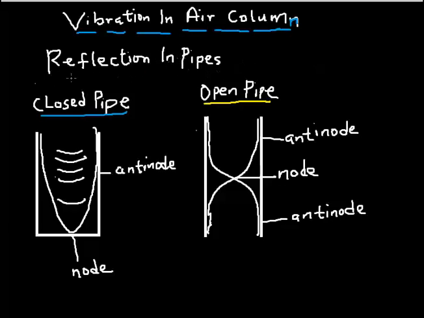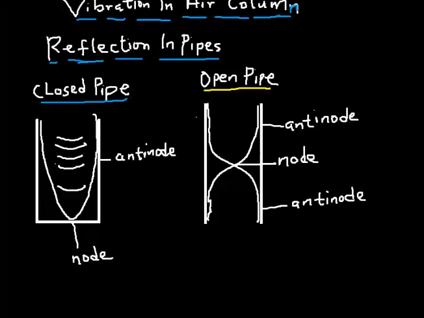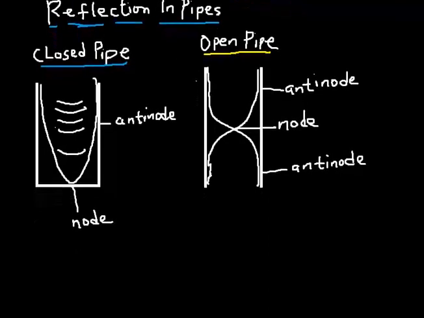In this video, we'll look at reflection, because anytime air is set into vibration in a pipe, there's bound to be a reflection. That reflection will create different musical tones, and we're going to look at all these musical tones and their frequencies. We are looking at basically two types of pipe.